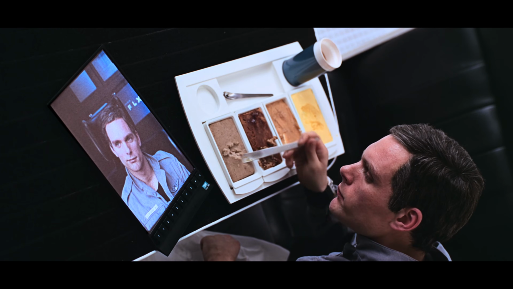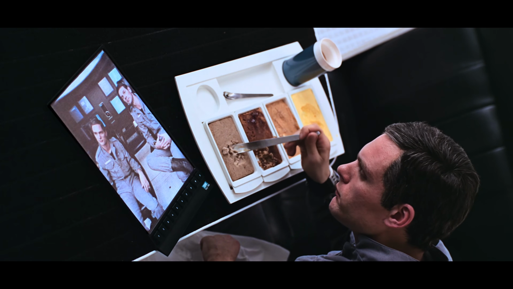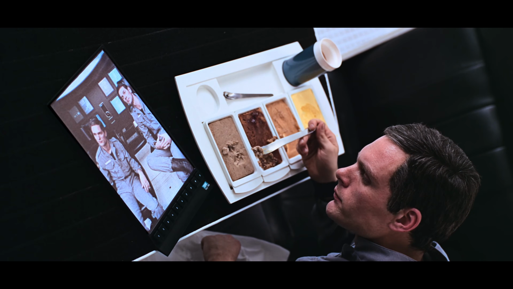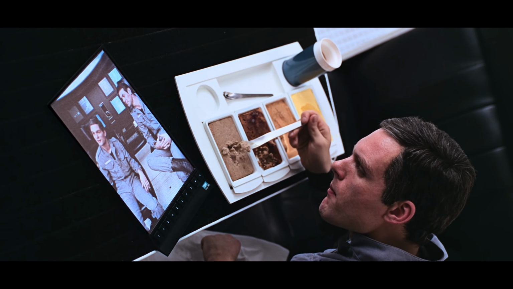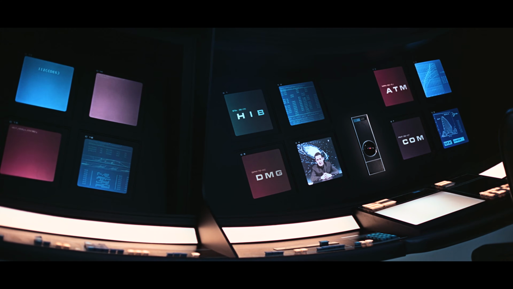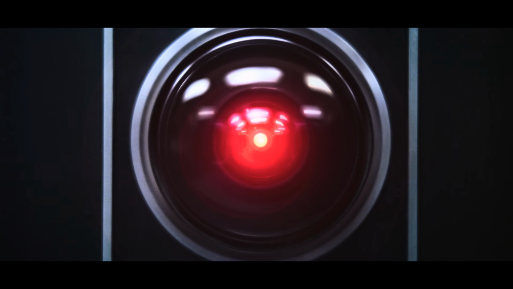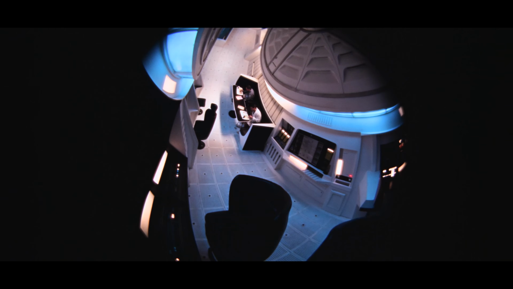We spoke with Mission Commander Dr. David Bowman and his deputy, Dr. Frank Poole. Well, good afternoon, gentlemen. How's everything going? Marvelous. We have no complaints. The HAL 9000 computer, whom we learned one addresses as HAL. No 9000 computer has ever made a mistake or distorted information. We are all, by any practical definition of the words, foolproof and incapable of error.